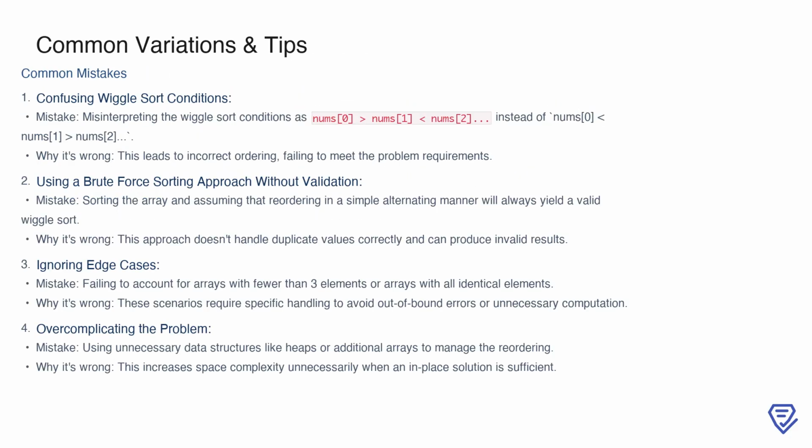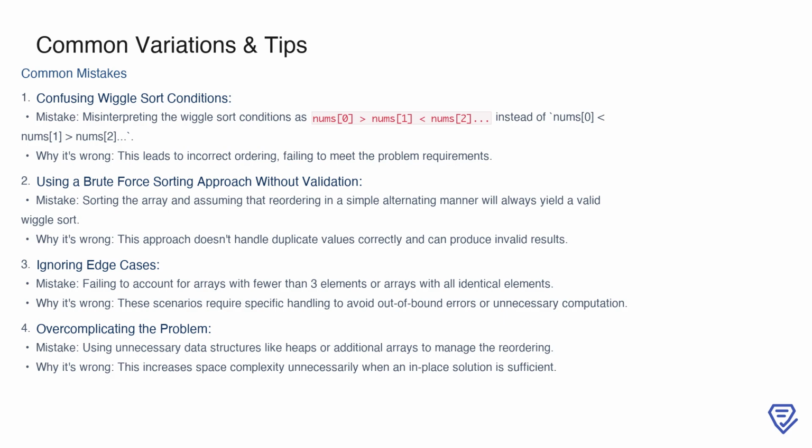When solving wiggle sort 2, there are some common mistakes to watch out for. First, it's important to correctly interpret the wiggle sort conditions. The required order is nums[0] < nums[1] > nums[2] < nums[3], not the reverse. Misunderstanding this can lead to completely incorrect results.